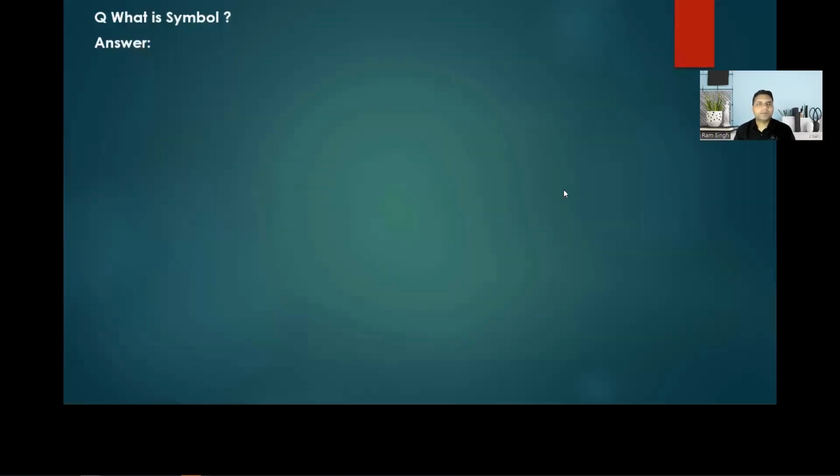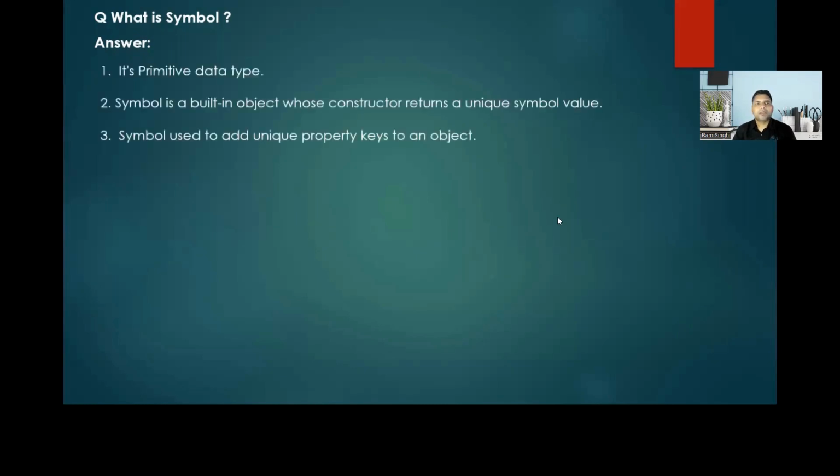Hello everyone. Today I am going to talk about the symbol in JavaScript. There are mainly 3 points which I want to talk about here. One is that this is one of the primitive data types, similar to the other primitive data types we have, like number, string, null, object, undefined, and BigInt. So this is one of the primitive data types.